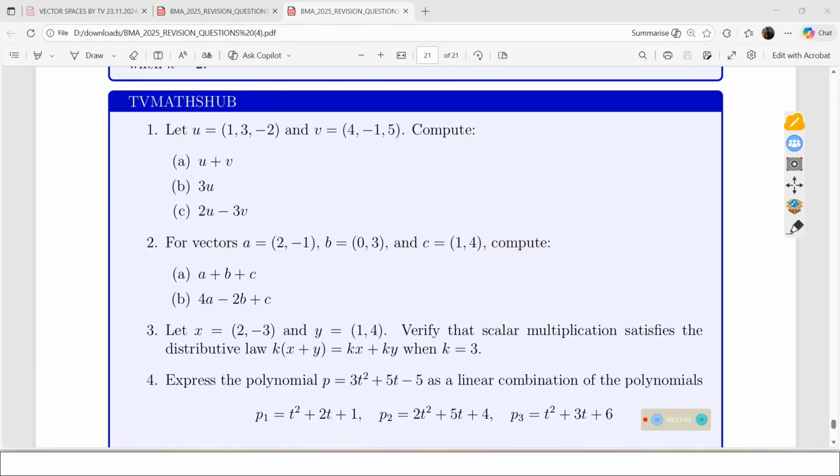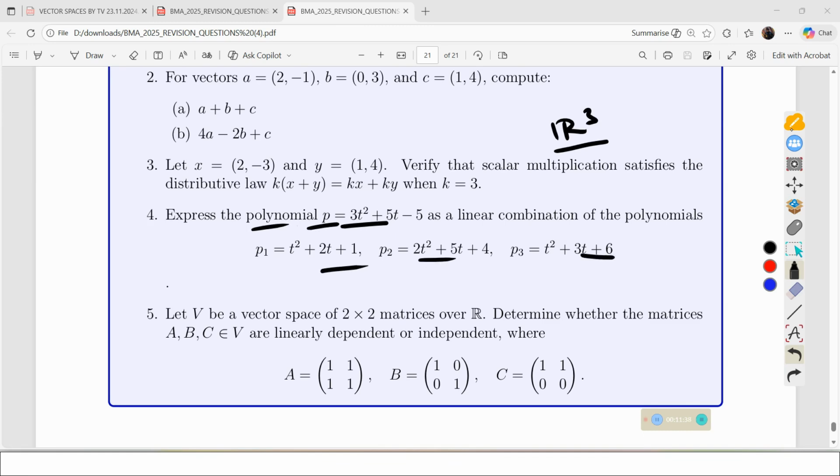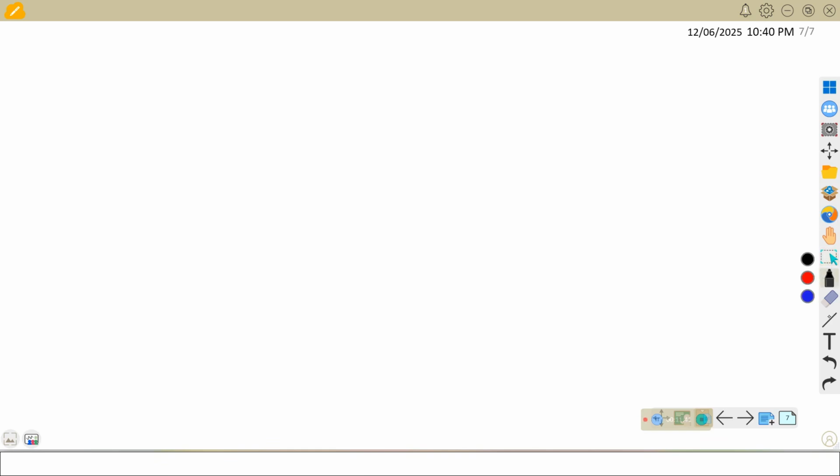So we want to look at the next, which is 4, where they say express this polynomial as a linear combination of the polynomials p1, p2, and p3. Basically, in our previous video, we talked about linear combination. We were dealing with vectors from R3. So here we are dealing with vectors from a polynomial space. So let us look at how best we can express this as a linear combination of that. It will be almost the similar way that we did in our previous cases. So we shall now be able to do this with ease.